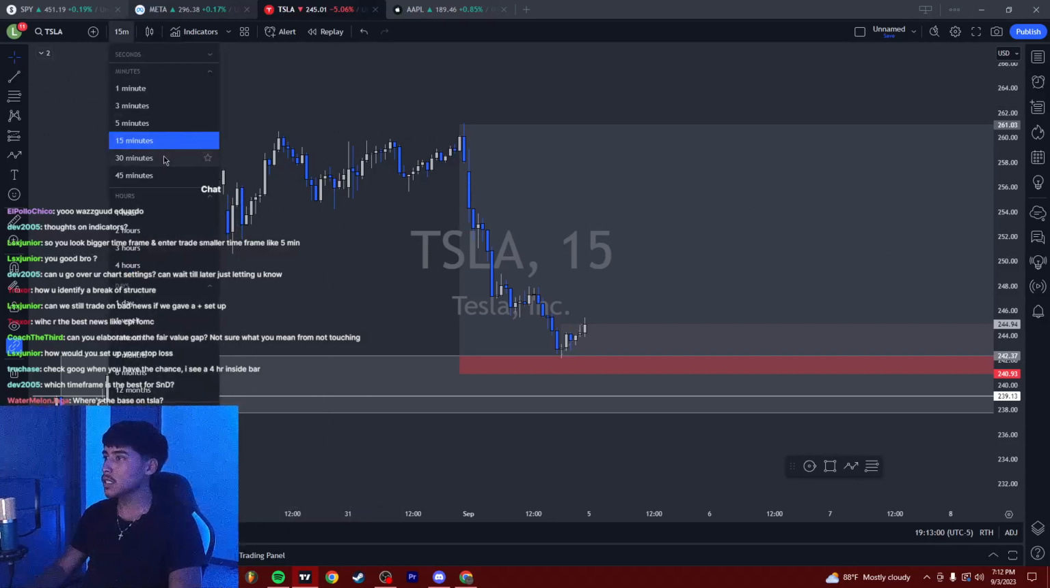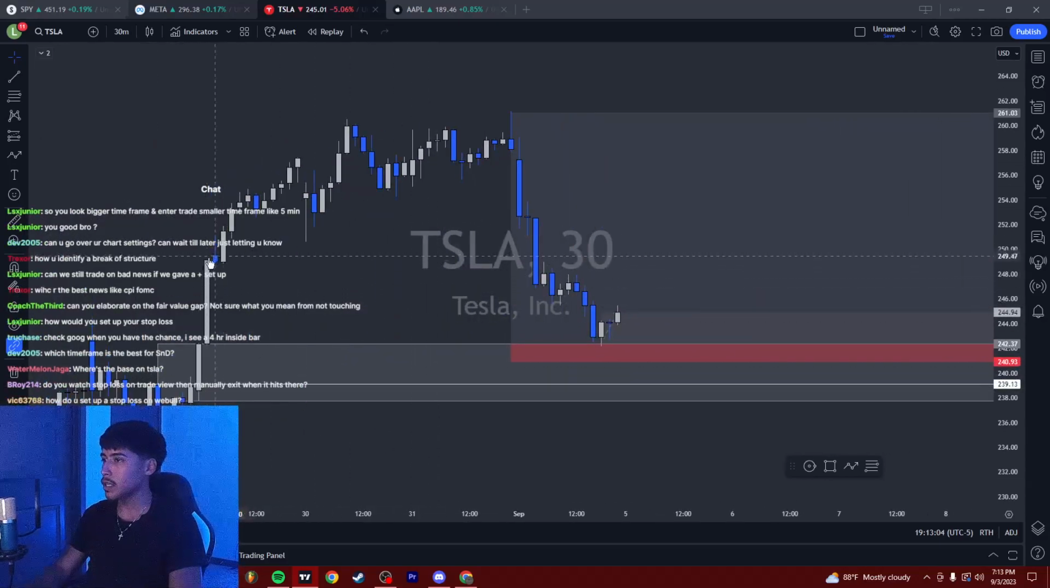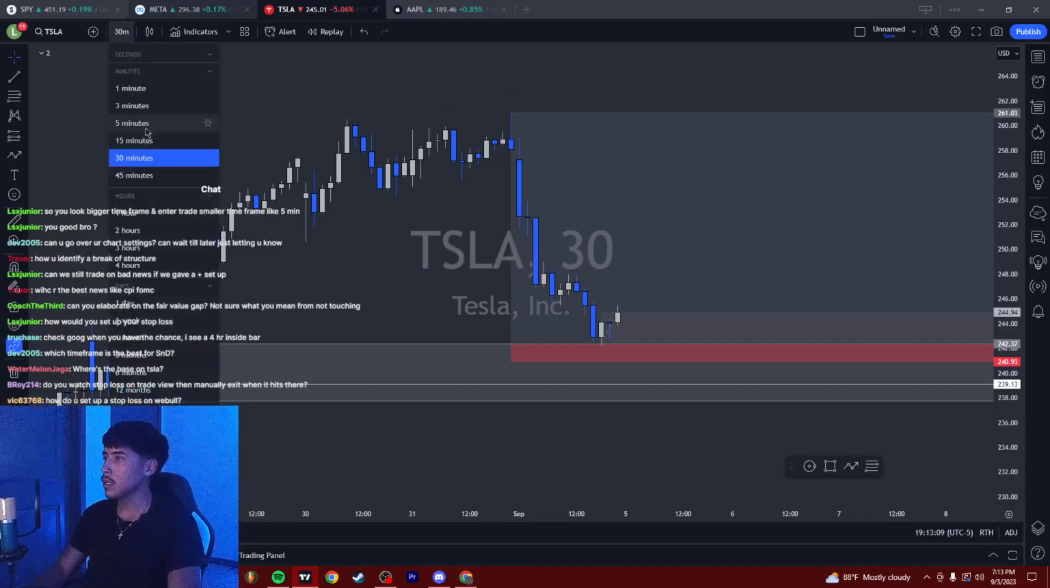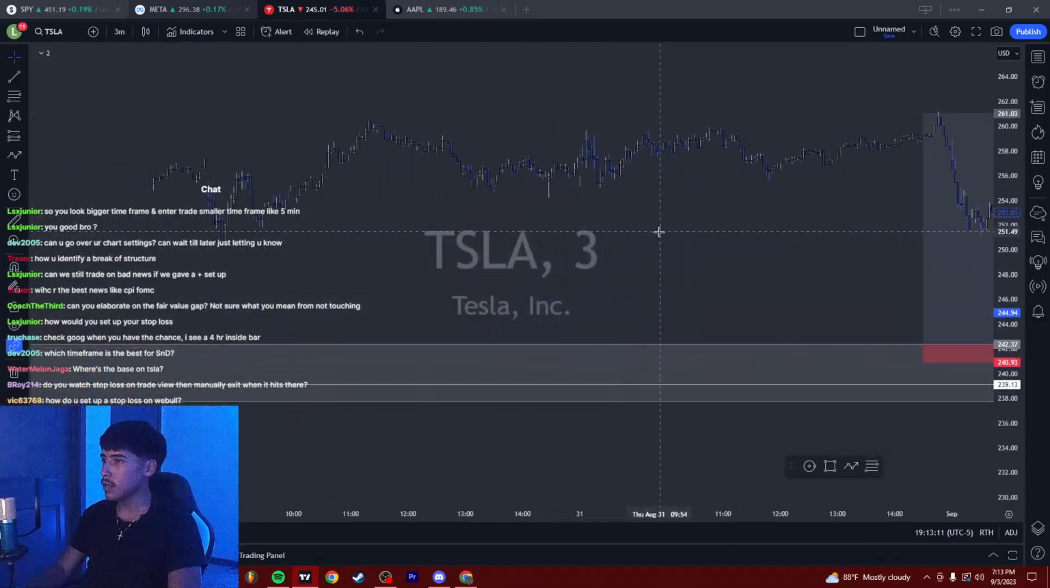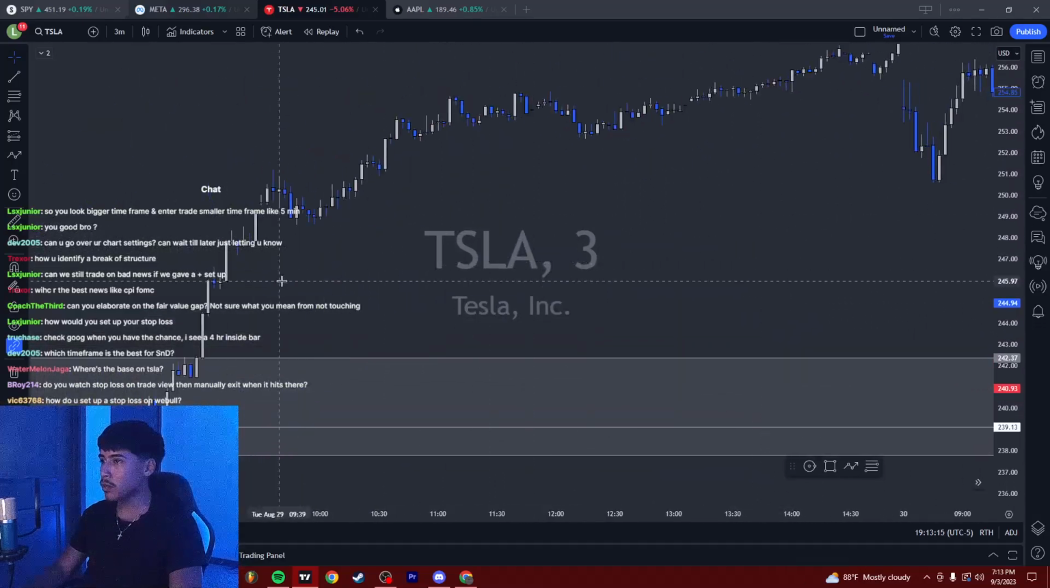Where's the base on Tesla? On the 30-minute, you see the rally here, and then you see it consolidate. On the 30-minute, it doesn't really look like it based out. But if I go into smaller time frames like the 3-minute, you can see where it starts slowing down. So it rallies, and then it bases out right here, and then it rallies again.